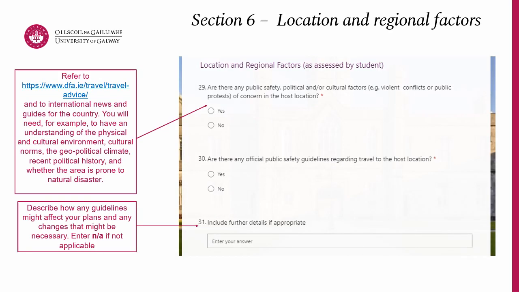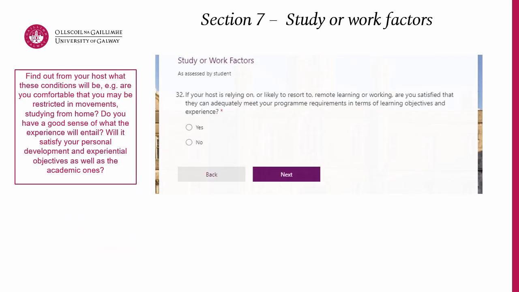Now we come to location and regional factors. Consider the questions here with reference to the Department of Foreign Affairs travel advice, as well as your general research into your host country, including any relevant news reports. While most COVID-related restrictions have now been lifted, you do need to consider how your learning objectives and experience would be affected if remote learning or working was once again to be introduced temporarily.